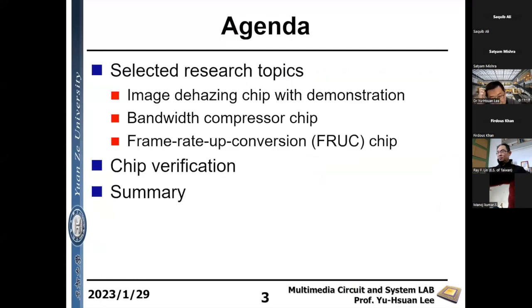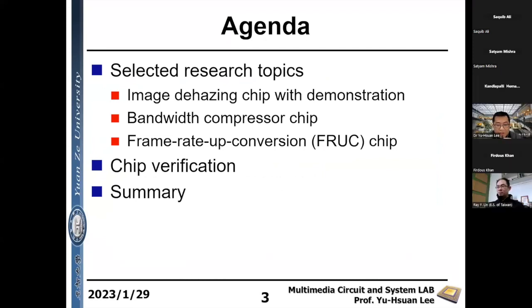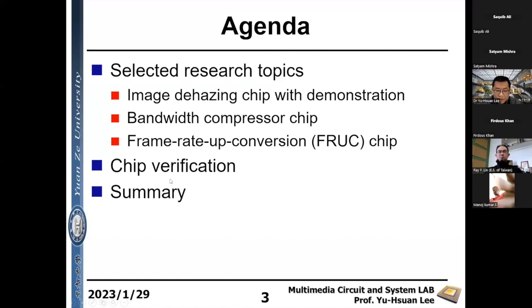In this presentation, I'm going to cover some selected research topics, including the following three core techniques. The first one is the image dehazing chip, with a little demonstration. The second one is the bandwidth compressor chip. The third one is the frame rate up conversion chip. In these three chips, we have designed from the algorithms to the chip architecture, and I'm going to show those contents in the following discussion. After that, I will also give you the basic concept of chip verification. At the end, I will give a brief summary.